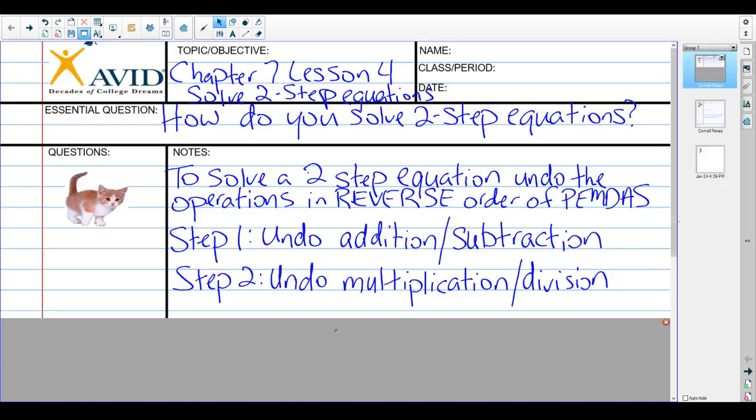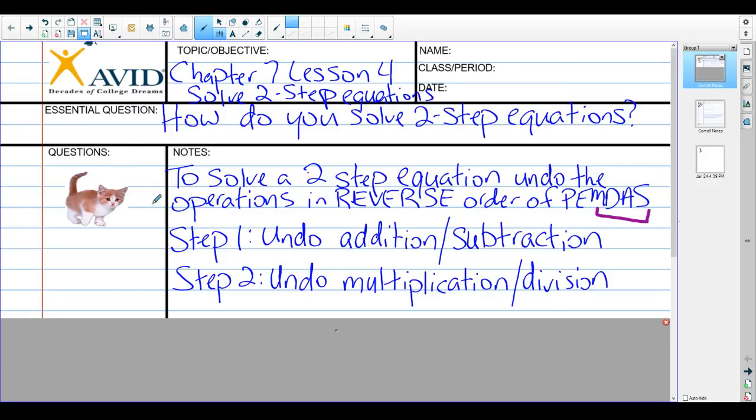So, PEMDAS: parentheses, exponents, multiplication, division, addition, and subtraction. But in reality, the only 4 we look at are the last 4: multiplication, division, addition, subtraction. So step 1 will always be to undo your adding and subtracting. There's always going to be a plus or minus, and that's what we're going to get rid of first. And then whatever's being multiplied and divided will be our second step.